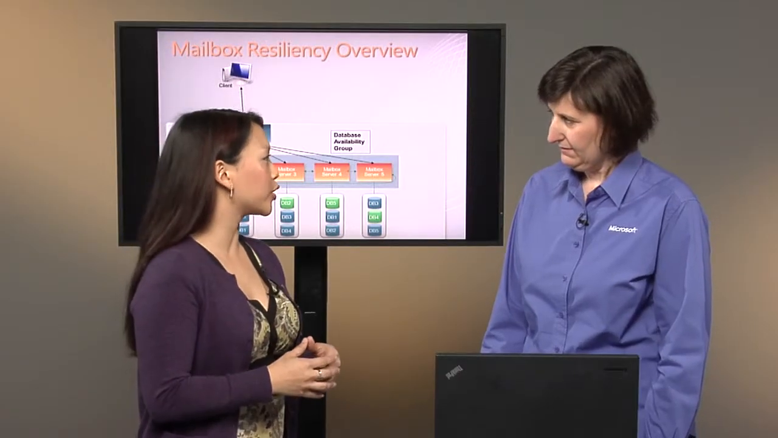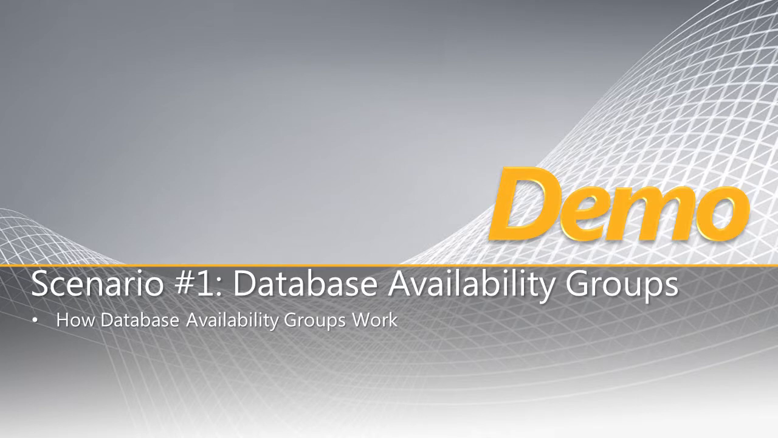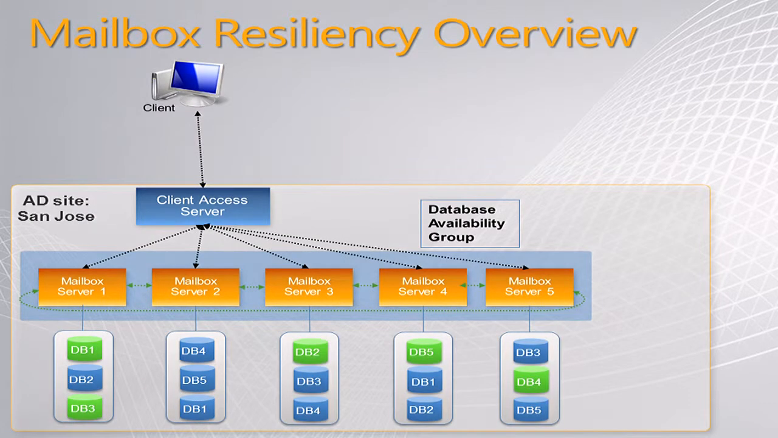That sounds really great. So you'd mentioned database availability groups. How do those actually work? Well, let me show you these on a PowerPoint slide so you can see how these things work. Okay. So here we have 5 mailbox servers, and they're all in a group called a database availability group.